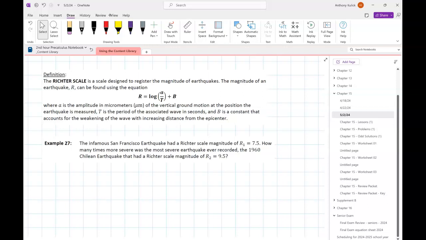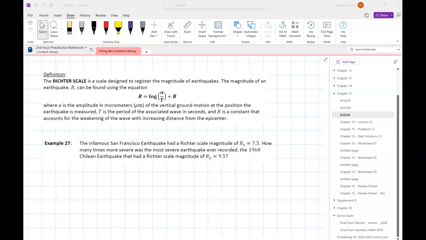All right. The next scenario is the Richter scale. Do you recognize that? Earth science peeps. What do we use it for? Measuring earthquakes. Yeah. So the Richter scale is designed to measure the magnitude of earthquakes.